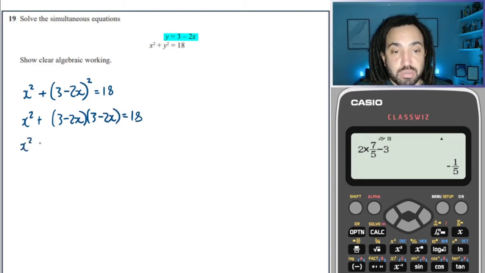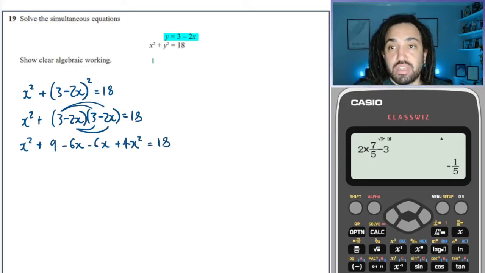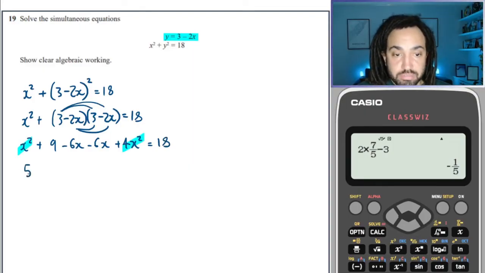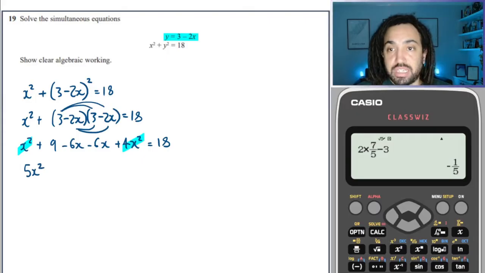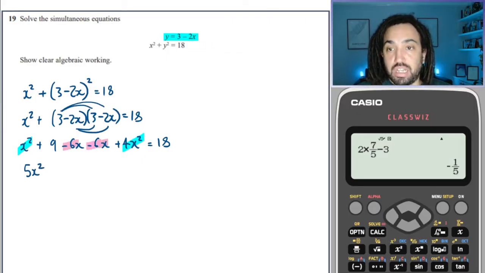So this gives x squared plus, that's 9. That's minus 6x. That's minus another 6x. And that's plus 4x squared. And that equals 18. I can then collect up the x squareds, of which there are 5 of them. I can then collect up the x's, of which there are minus 12.